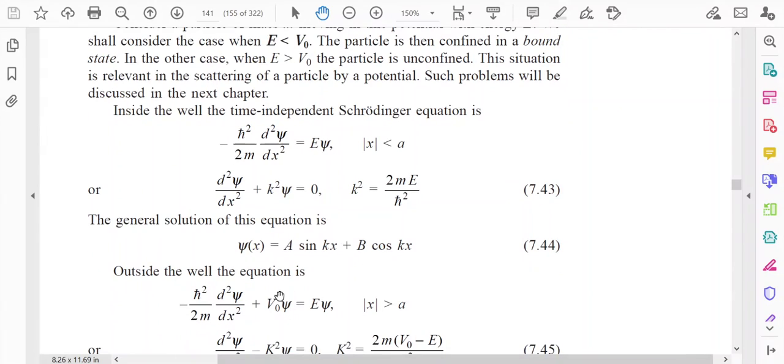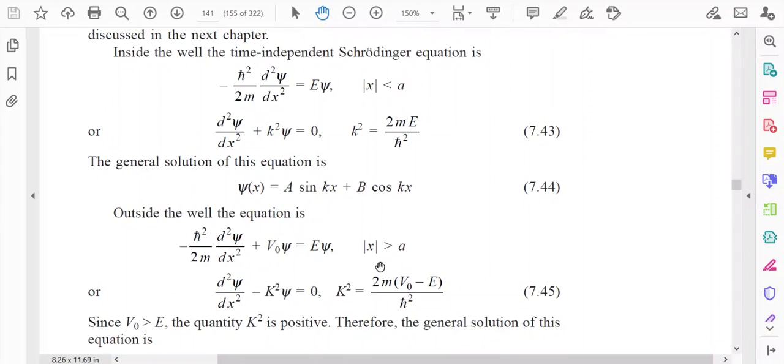Now, outside the well, the Schrodinger equation can be written as minus h cut squared by 2m d squared psi by dx squared plus V0 psi is equal to E psi, because there is a particular value of the potential energy V0 outside the well. So, this is for mod x greater than a. Now, this equation can be rearranged like this: d squared psi by dx squared minus capital K squared psi is equal to 0, where capital K squared is equal to 2m times (V0 minus E) by h cut squared.